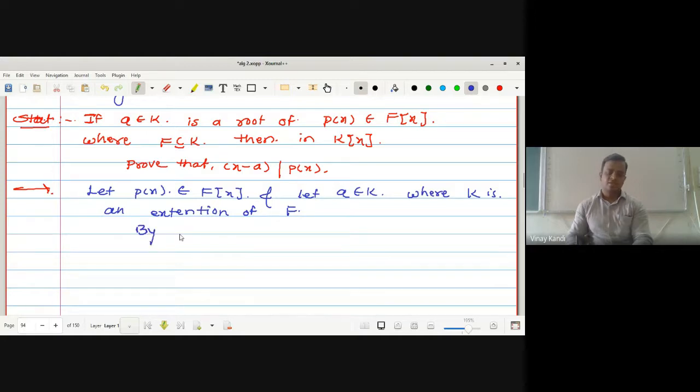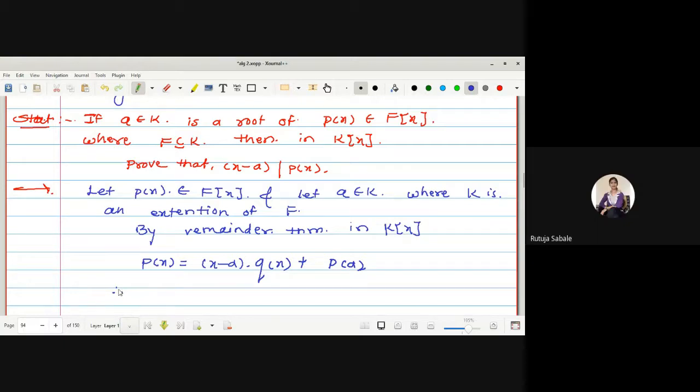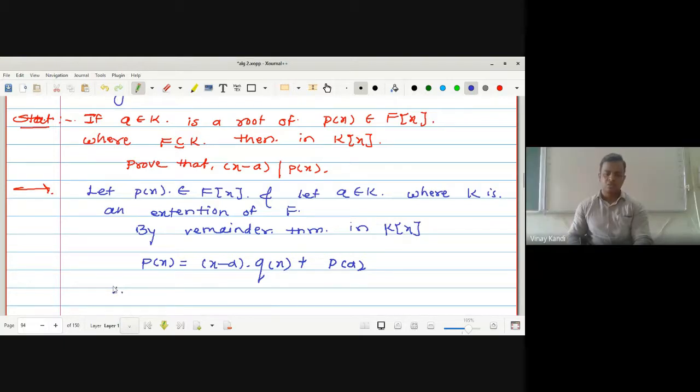So by the remainder theorem, by the above theorem, we have in capital K of x, p of x is equal to x minus a times q of x, plus p of a, where q of x belongs to capital K of x. Is it correct? Yes, sir.